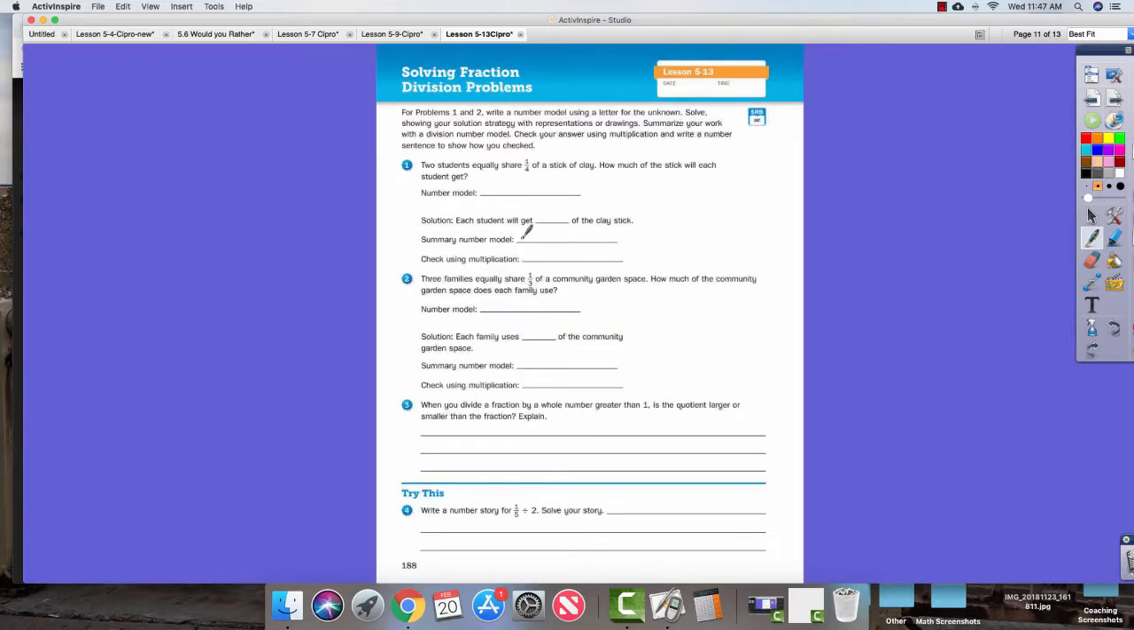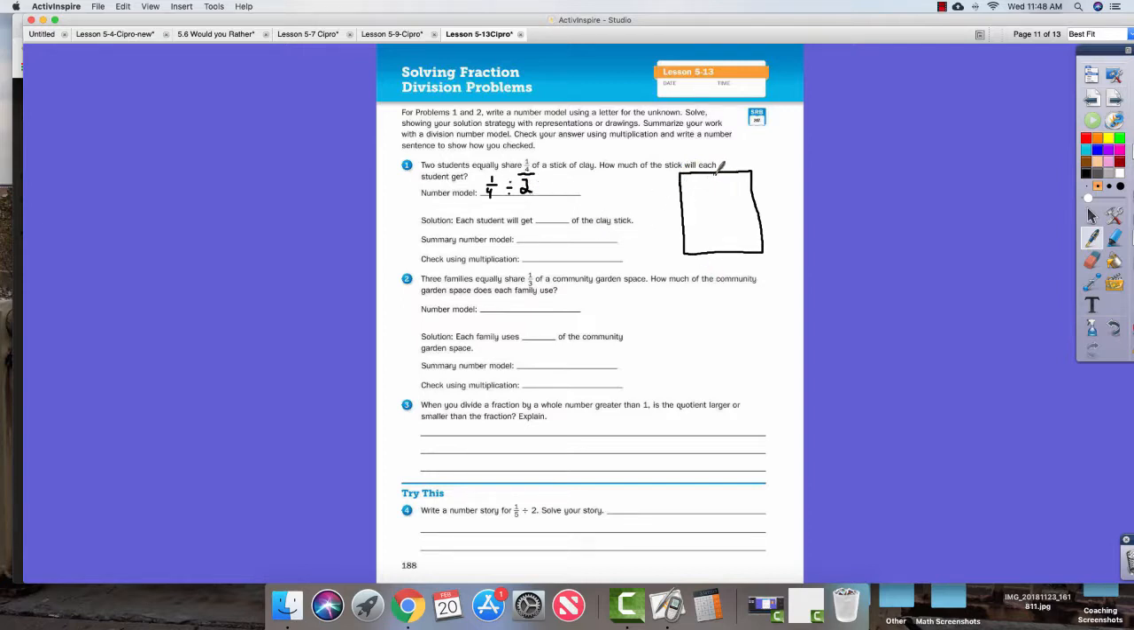Let's do just one more example over here. So 2 students equally share 1/4 of a stick of clay. How much of the stick will each student get? Well, I could write a number model. Looks like they have 1/4 of a stick of clay to split, so 1/4. And they're going to divide it amongst 2 students. They're sharing it equally, so 1/4 divided by 2. So again, I'm just going to draw a model of this. Okay, that's how I encourage you to always solve these. So I'm going to draw a model, 1/4 divided by 2.